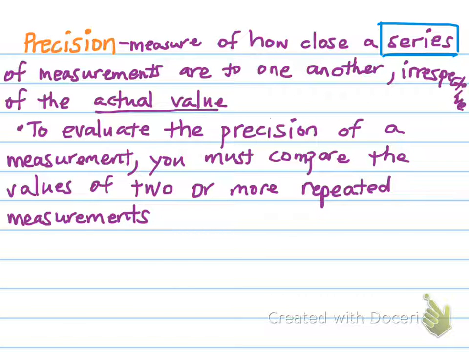So one of the nice ways to think about accuracy and precision is to think about targets. Whether you want to think about it as an archery target or a dart target, whichever you prefer. I'm going to make this a little bit bigger. To talk about this, remember, we have to look at a series of measurements.